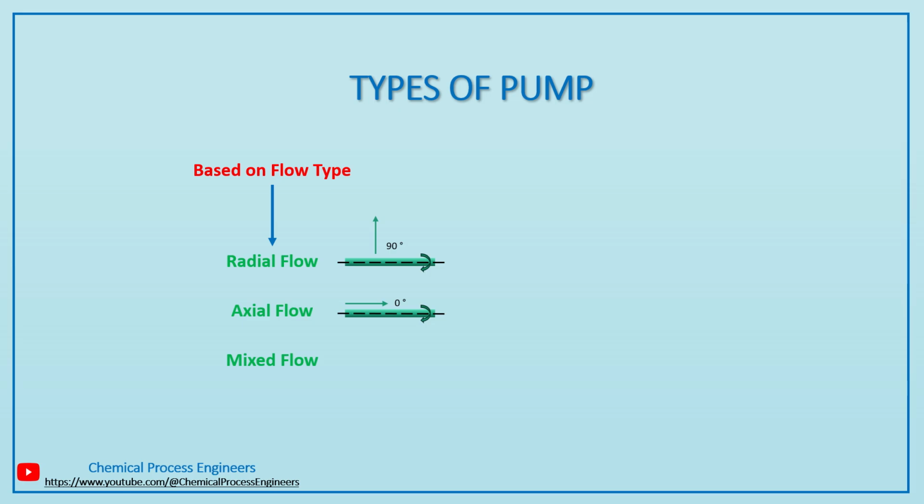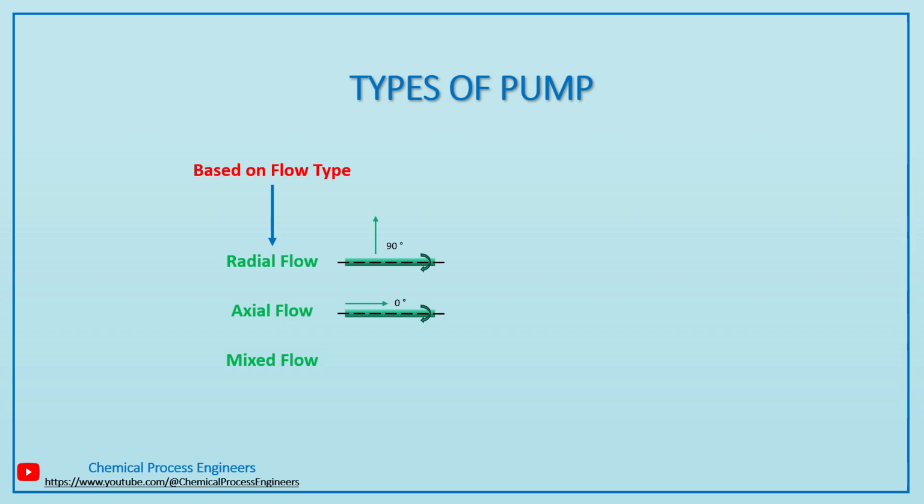These pumps generate high pressure and are suited for applications with high pressure requirements, and they are often found in the oil and gas industry. Axial flow pumps move fluid parallel to the shaft and they are similar to a propeller. These pumps move large volumes of fluid with minimal pressure and they are suitable for applications where large quantities of water need to be moved.